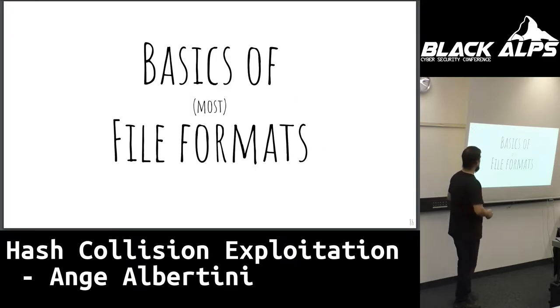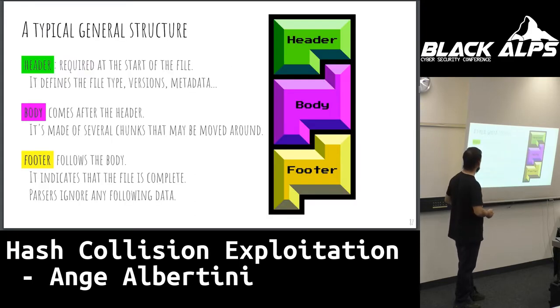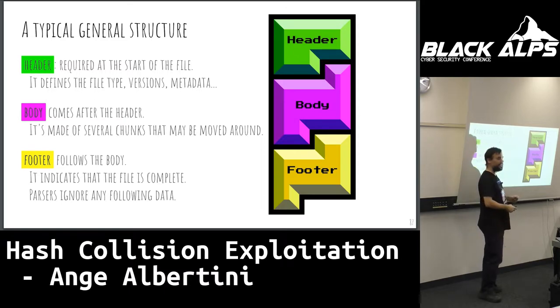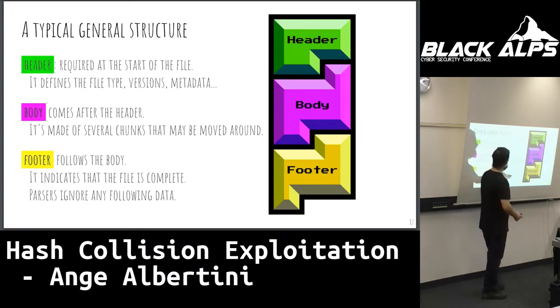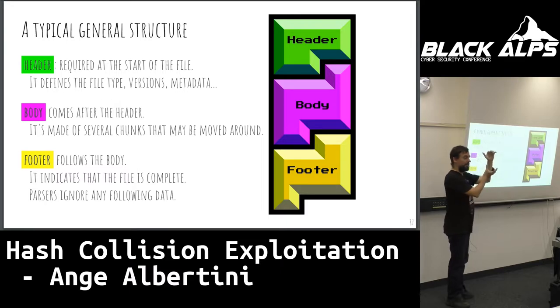Okay. So now we need to know what kind of file format tricks we need. So, basics of file formats. From a high level, the general structure of a file format is that there is a header at the start of the file. It defines the file type, and it also gives some information about the file, like the dimensions, the color space, the video duration, this kind of thing. It's metadata. But then the important data is in the body, which comes after the header. In general the body looks like a single thing, but it's actually made of several objects that can be moved around, which is very important.